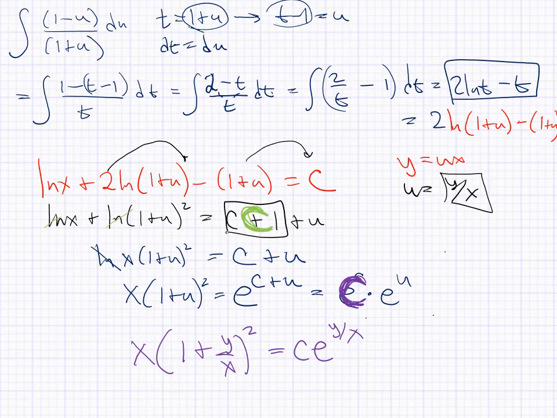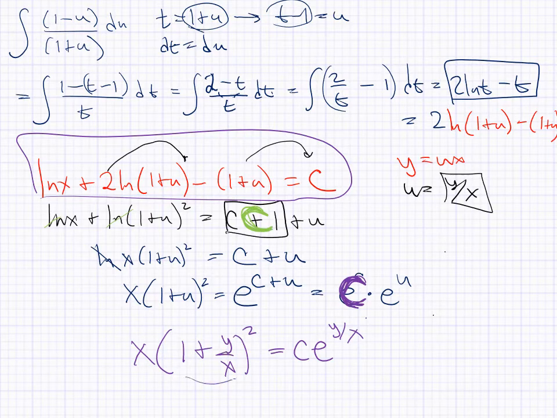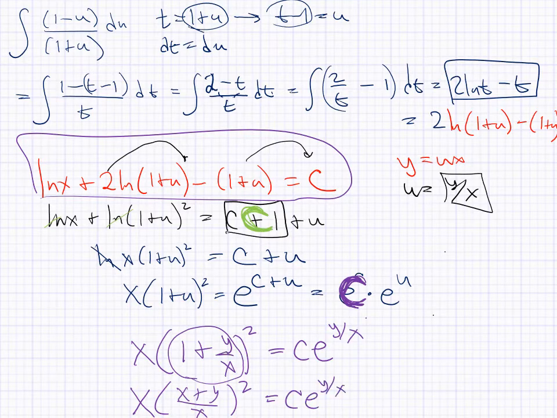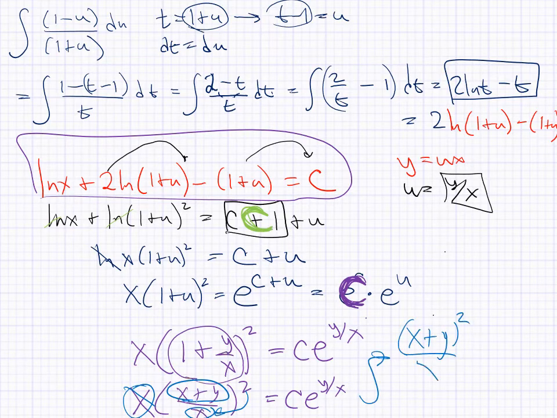And that looks a lot better than all this logarithm stuff. We could probably do one better. Here, this should have a common denominator of x. So I get x times (x plus y) over x squared equals c e to the y over x. And finally, if this is squared, each one of these is squared. Well, if this is an x squared and this is an x to the first, I can cancel those. And I would finally get (x plus y) squared over x equals c e to the y over x.